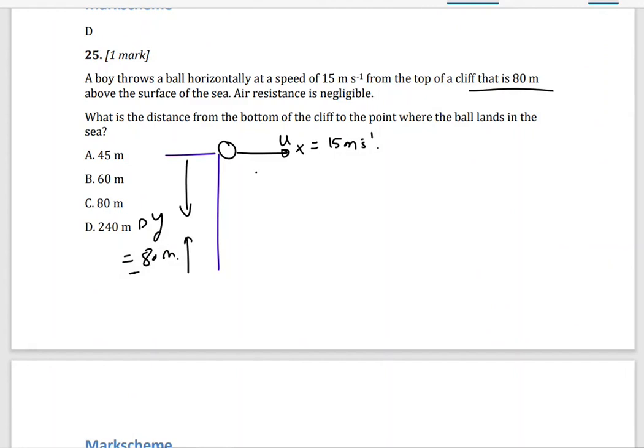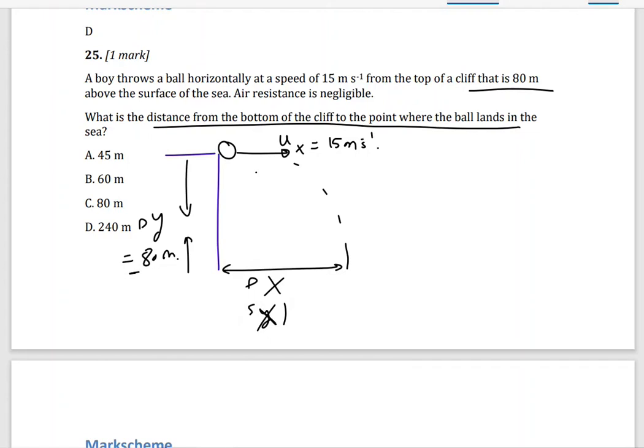Now, what is the distance from the bottom of the cliff to the point where the ball lands? The ball will go in a parabolic path downward and land here. So I need this horizontal distance, delta x or S in X direction. Delta y is S in Y direction, same thing.